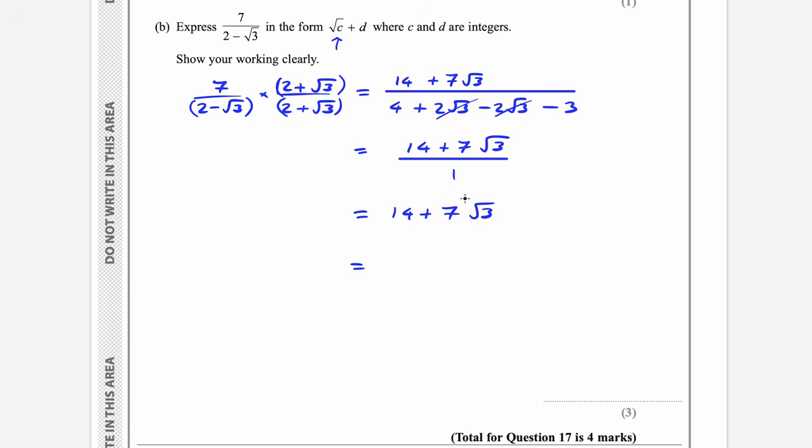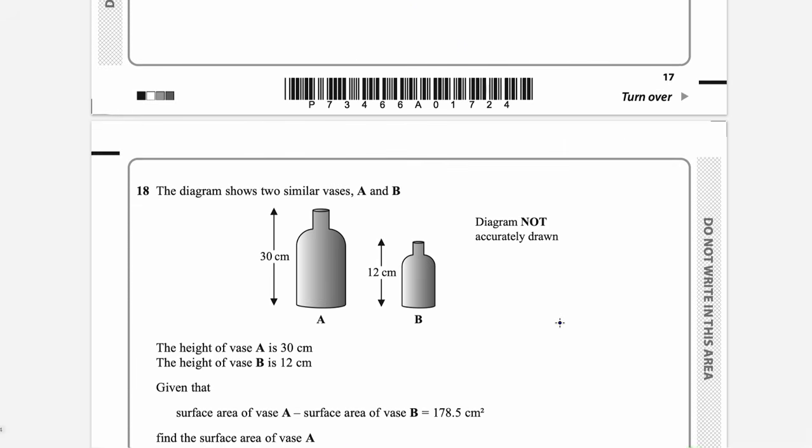So the d is fine, that's the 14, but we need to turn this into a root on its own. So the way we do that is we go 7 is actually equal to root 49, because 7 squared is 49. Root 49 is 7. So they are the same thing. And root 3 is obviously just root 3. And now they're both roots, we can just multiply them together. This becomes 49 times 3 is 147, so that's root 147. 14 plus root 147, or root 147 plus 14. Okay, done.